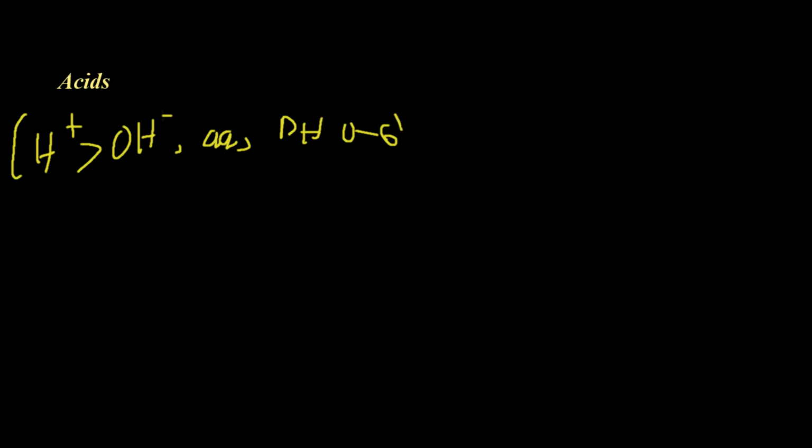So, as we learned in our last couple of videos, we know that acids have more hydrogen ions, so they have hydrogen ions greater than hydroxide, which we write as OH negative. We know that it has to be aqueous, and we know that it has to have a pH below 7. So a pH between 0 and 6, in whole numbers, not decimals.